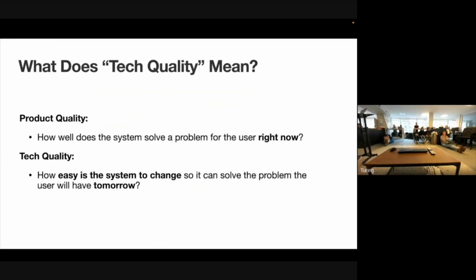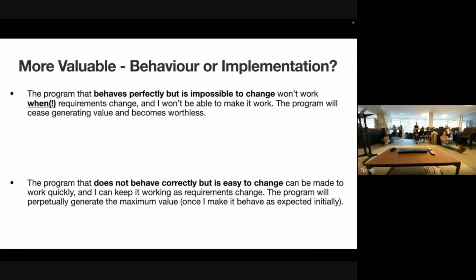I've got a tentative suggestion of product quality versus tech quality. Product quality is essentially how well the system solves the problem for a user right now. And tech quality is about how easy the system is to change so that it can solve the problems the user is going to have tomorrow. That's the distinction. So if we take this as a thought experiment, the question is, which one is more valuable? Which one should I care about more? Should I care more about product quality or tech quality?